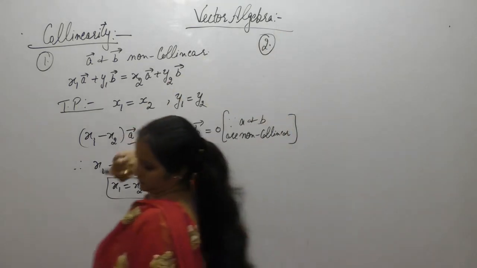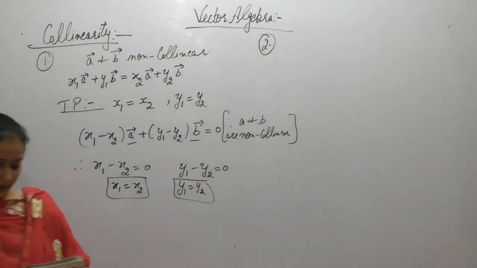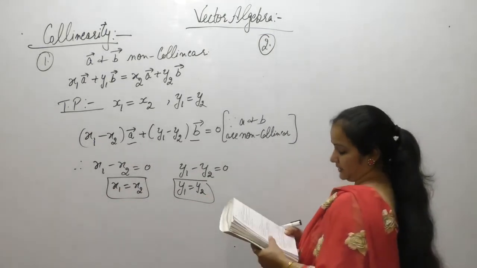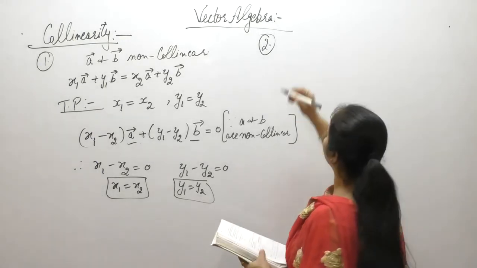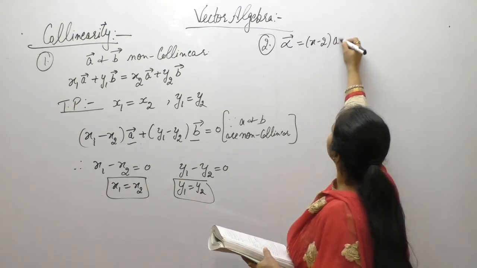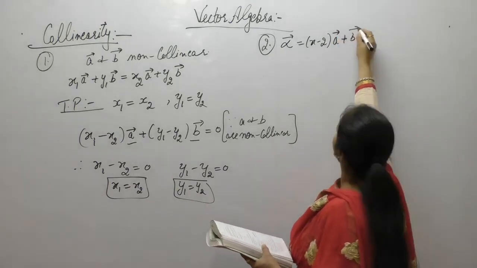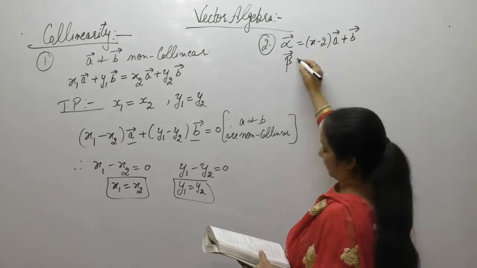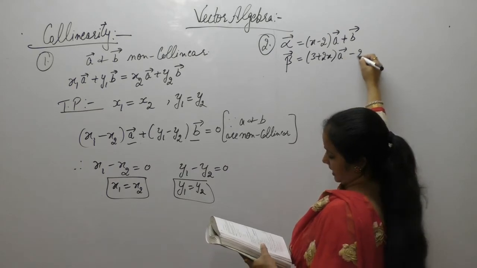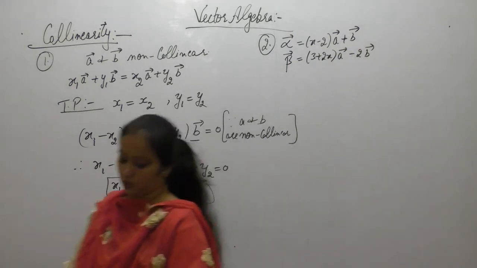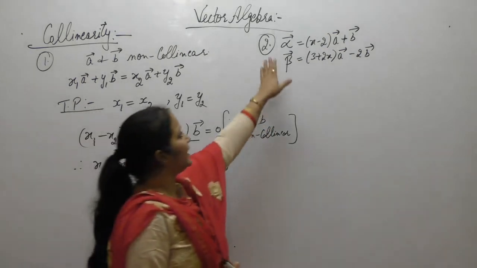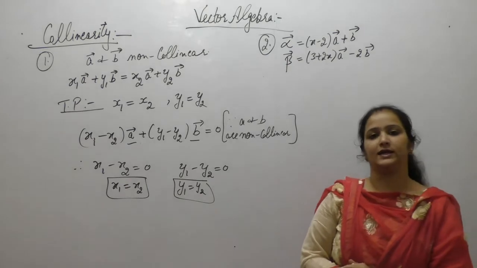Now the next one. If A vector and B vector are non-collinear vectors, find the value of x for which vectors alpha equal to (x minus 2) A vector plus B vector and vector beta equal to (3 plus 2x) A vector minus 2B vector are collinear. Now we have to find the value of x here when alpha and beta are collinear vectors.